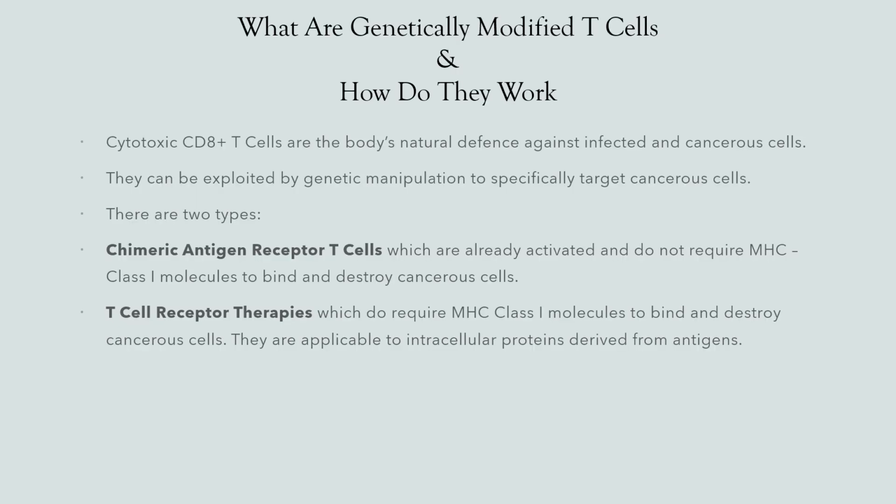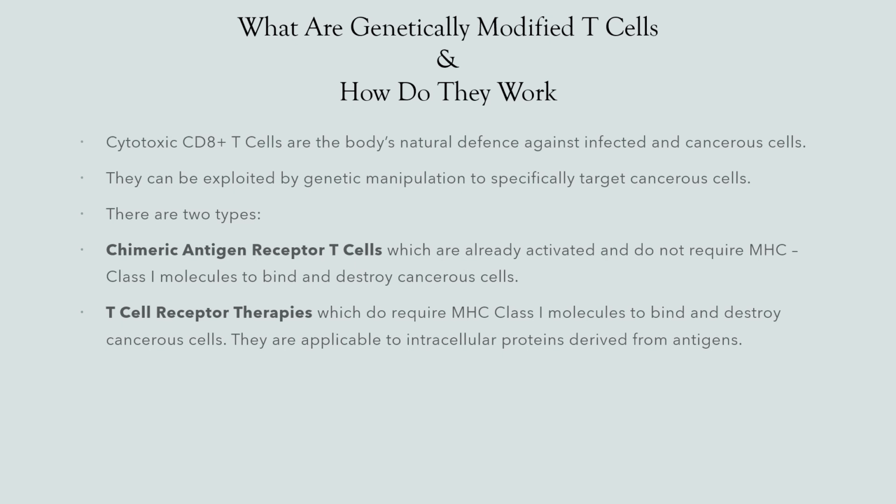Right, I want to talk about genetically modified T cells, because the T cells do perform a very important task of defending the body against infected and cancerous cells, but they can be exploited by genetic manipulation to specifically target cancer cells. This exploitation of the T cells results in two types of therapies. There's the chimeric antigen receptor T cell therapy, which uses already activated T cells. So they do not require major histocompatibility class 1 molecules to bind and destroy the cancerous cells.